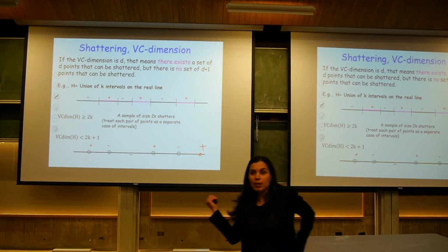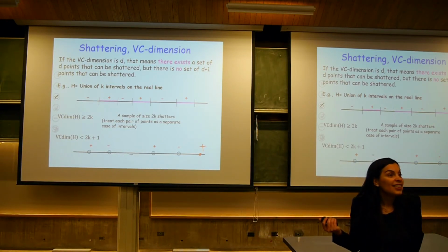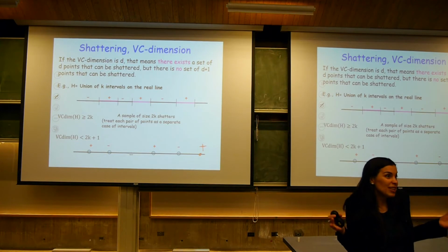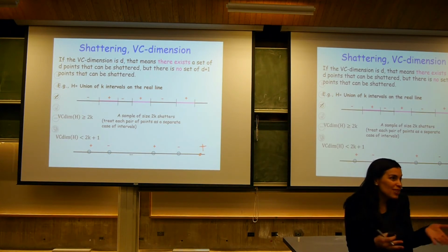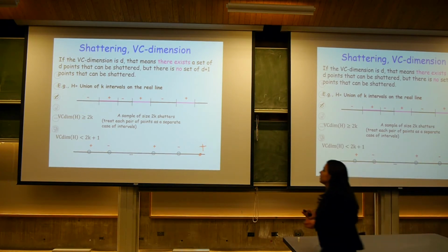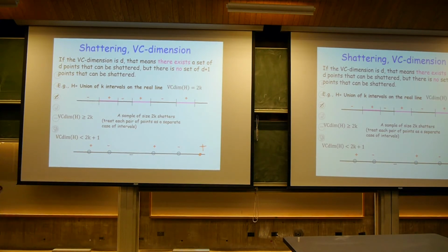And why is it so? Why can't I achieve this labeling? What's a quick argument for that? I would need k plus 1 disjoint intervals because I have k plus 1 pluses, right? And I have minuses in between, and I'm not going to have so many k plus 1 disjoint intervals because I only have k intervals in my concept space. Okay, cool. So the VC dimension of unions of k intervals is 2k.